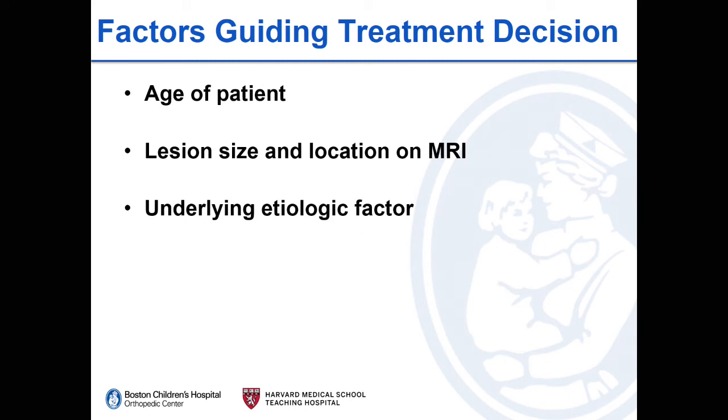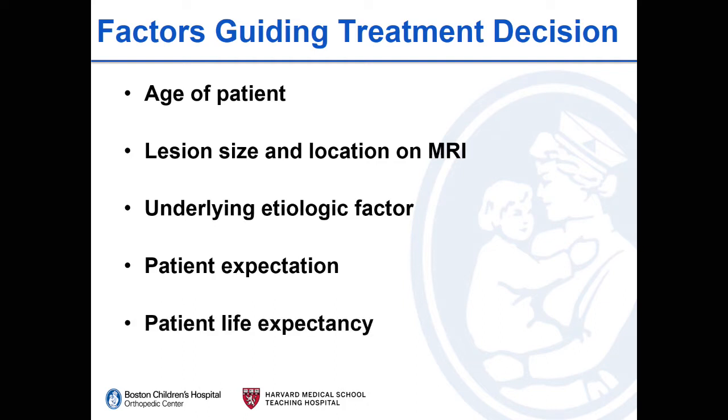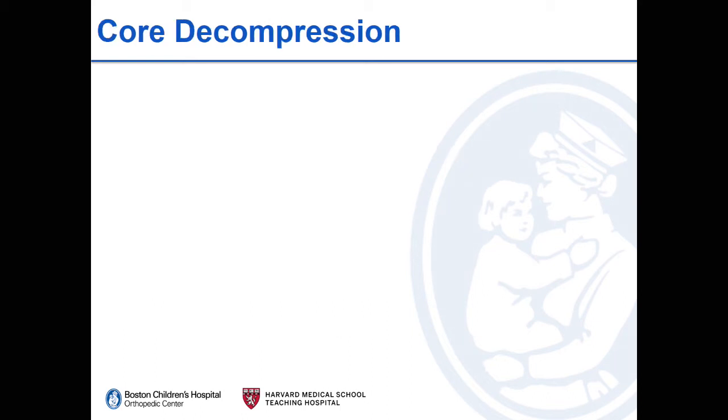And I also believe the underlying etiology of AVN is important because I think sickle cell disease is very different from steroid-induced AVN from, for example, chemotherapy. And then patient expectation and life expectancy. So if you have acute leukemia and your life expectancy is uncertain, I think that's different from someone that's expected to live a normal life.